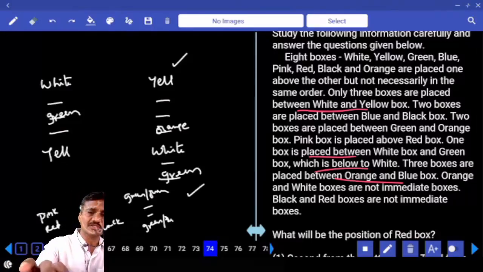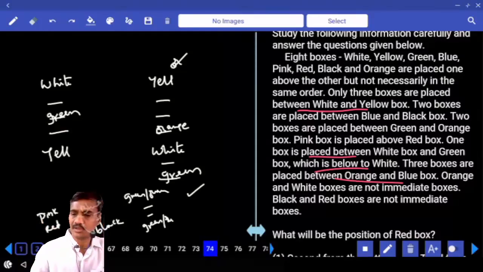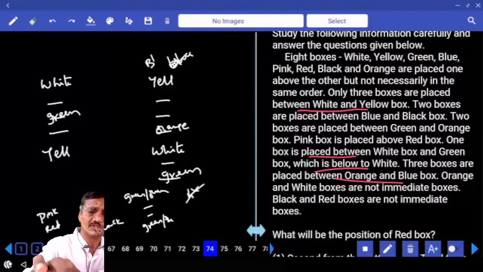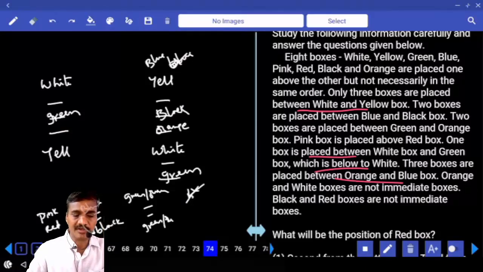If orange is here, then orange and blue. Orange and blue, this is blue. Now if blue is here, blue and black, there must be exactly 2. Here for us blue, blue and black not possible. Right? Now where should this blue be? Blue is here. Now blue is here, black must be here. Does it fit or not? Blue and black. And blue and black, green and orange.